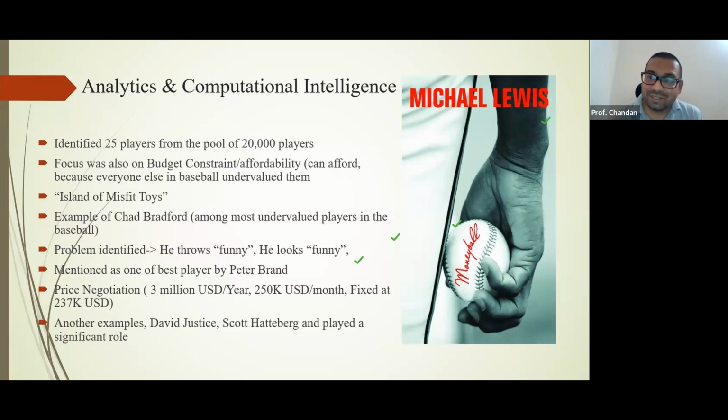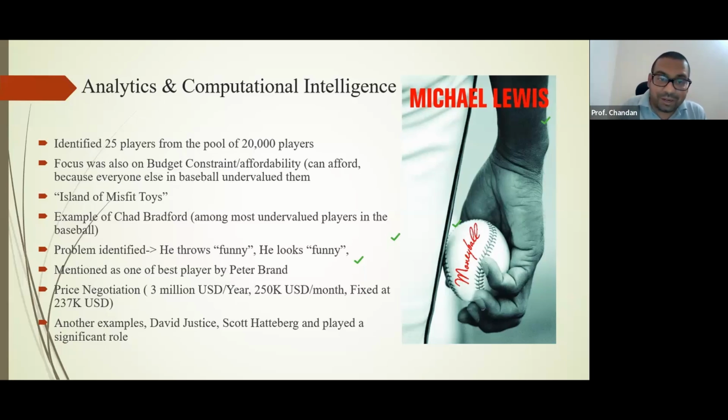And these are the three players. And what was the reason they did not select Chad Bradford? What was the reason? So the data analyst, Peter Brand, highlighted in the movie that the problem was that he throws funny, he looks funny. That was the problem. Nobody cares in the final match when the only objective is to win the game, win the tournament. Who cares in those situations? But these are the reasons.